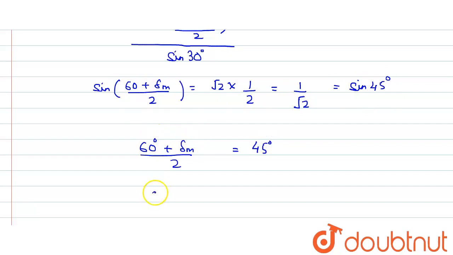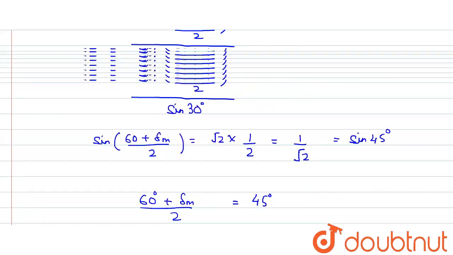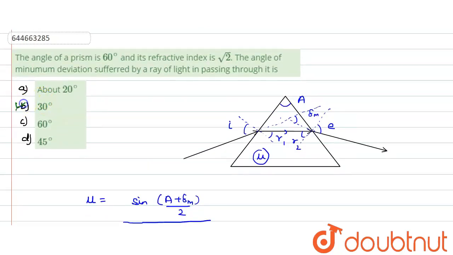So 60 degrees plus delta m would be 2 multiplied by 45, which is 90 degrees. Correspondingly, our delta m would turn out to be 30 degrees. So this is the minimum deviation. Which is the correct option? B is the correct option, 30 degrees. Hope you understood this solution.